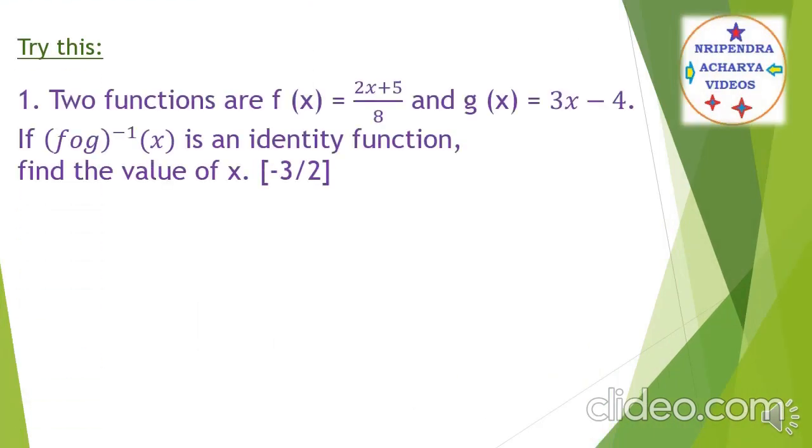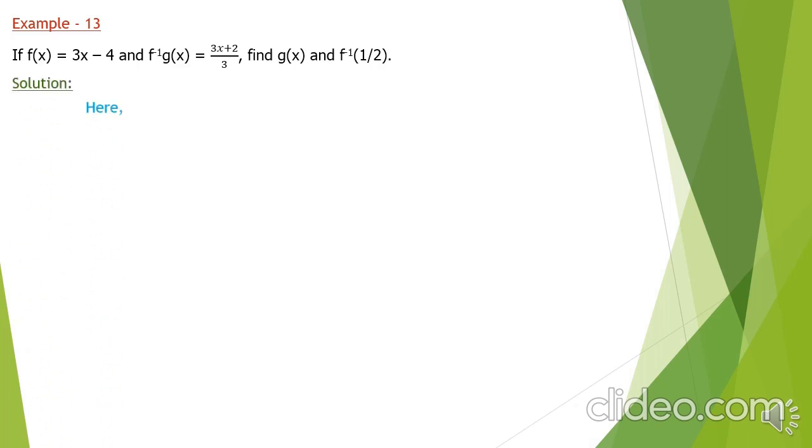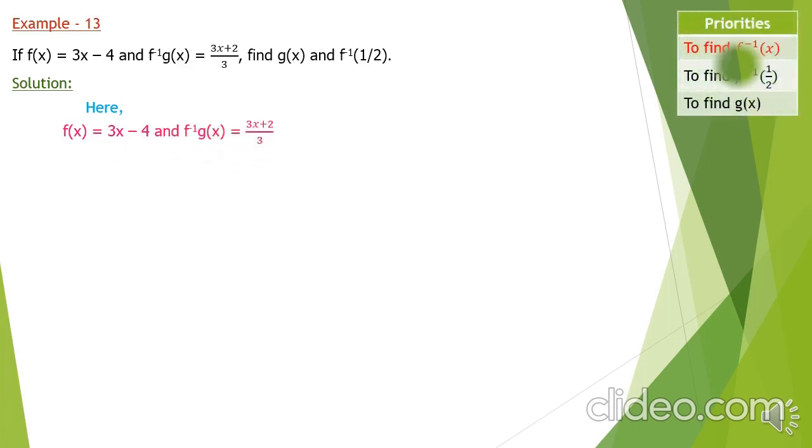Now these are for you to practice, an identity function, same type of question. Example 13, we have two more questions. Now we have to find g(x) here, then we have to find f inverse also. Solution: here, as the given part is, now see, first we have to find f inverse of x. We don't have f inverse of x. Then we have to find f inverse of 1/2, and we have to find g inverse at last. So to find f inverse of x, steps are given.